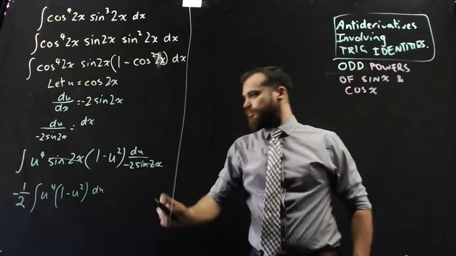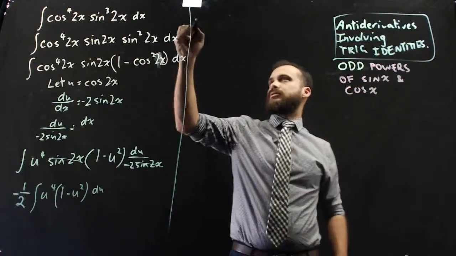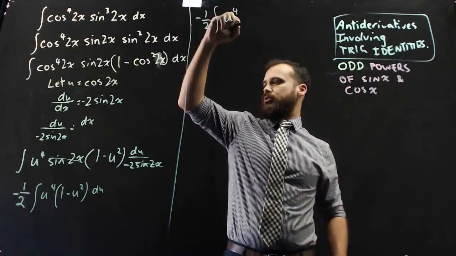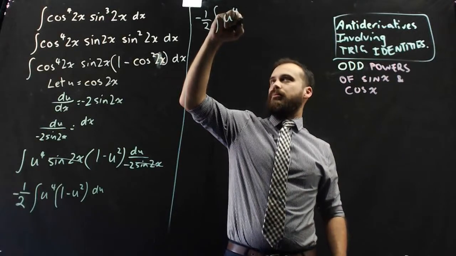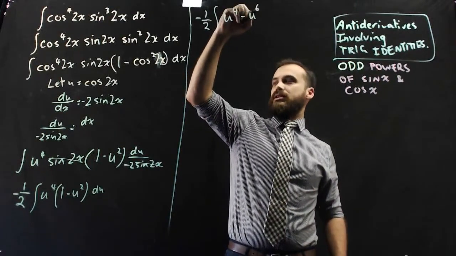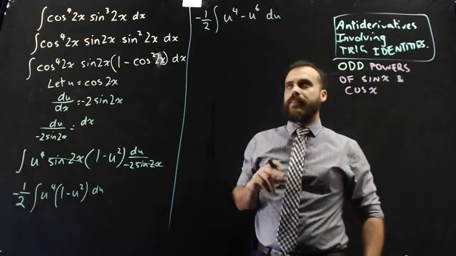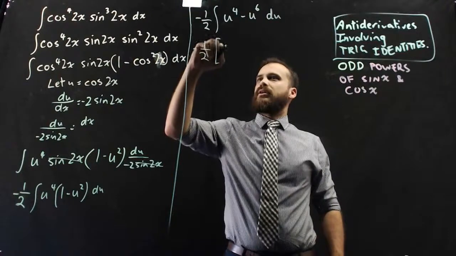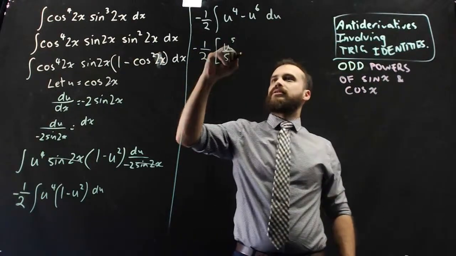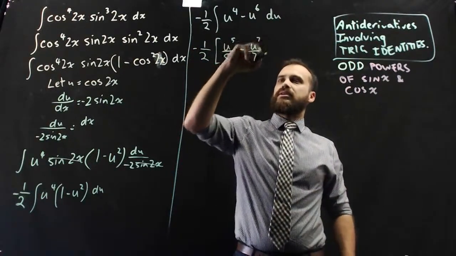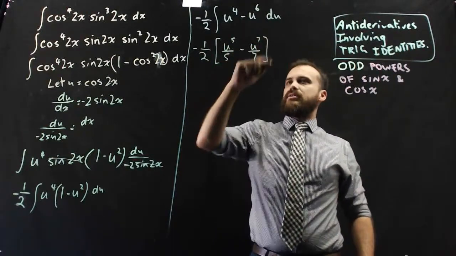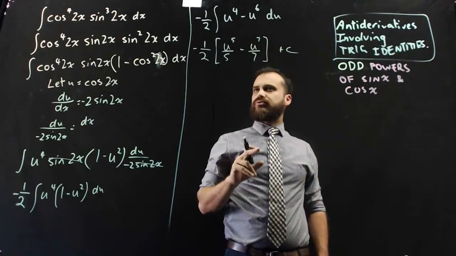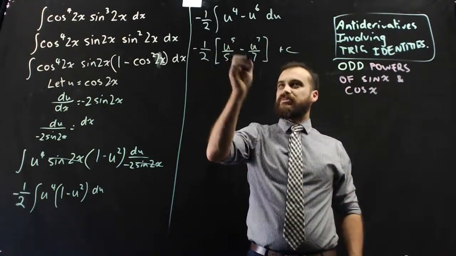Now, if I expand those brackets, it's the integral of u to the 4 minus u to the 6 with respect to u. Now I can just use my rule to integrate that. So it's going to be negative 1/2 times u to the 5 over 5 minus u to the 7 over 7, plus c. And then I can maybe expand that.